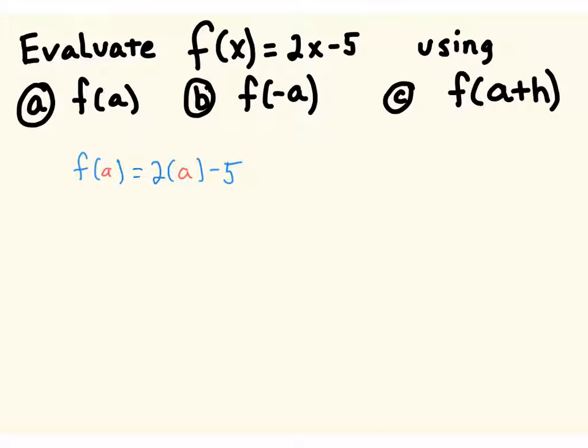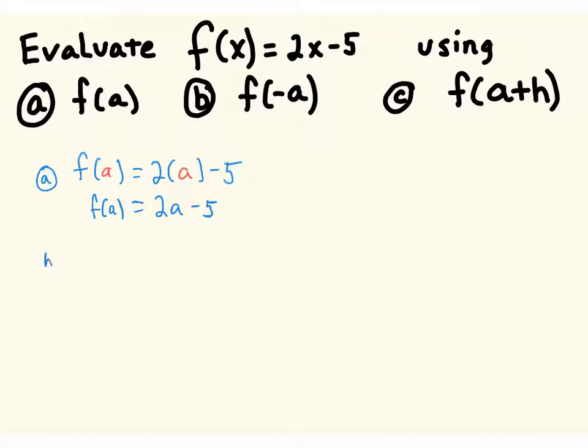Now in this case, we follow order of operations, and we see in this case then that we have 2 times a, which simply is 2a minus 5. Now, there's nothing further that we can do with this, and that would be the result for the first problem.